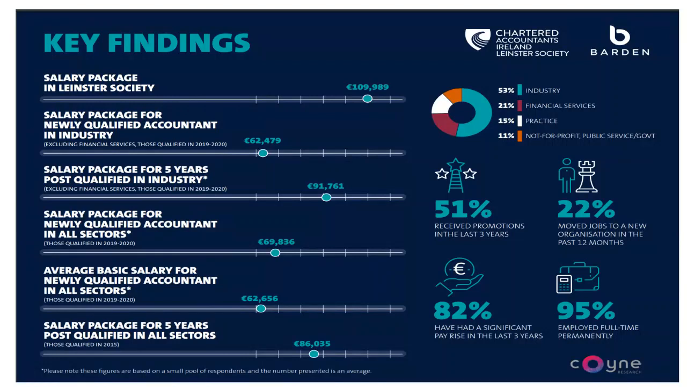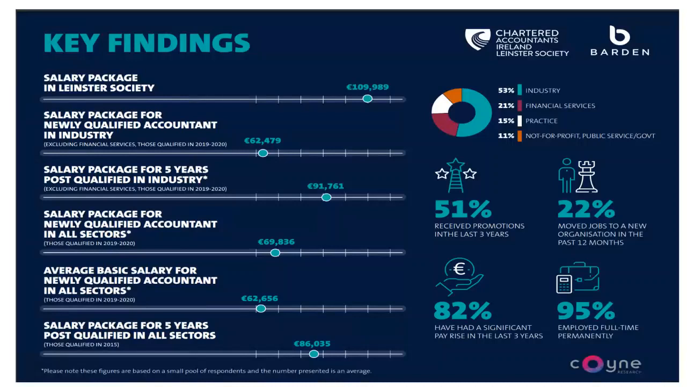So as I said, if you do the master's program, you will only have a 3-year training contract to do and 2 exams. So that would be you in 3 years' time after you've graduated from the master's program, assuming you get your 2 final admitting exams. At that stage, you would be a newly qualified accountant, and the average salary package there is 69,836.